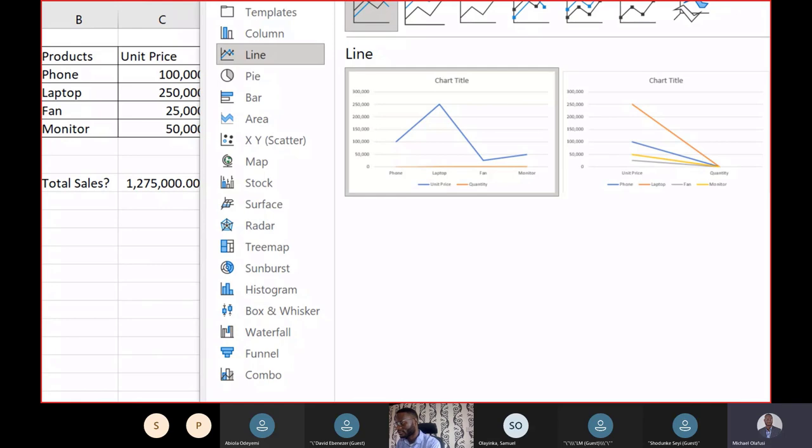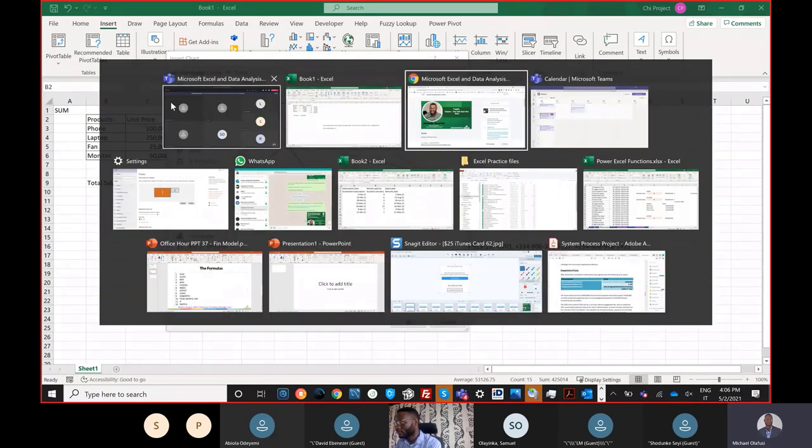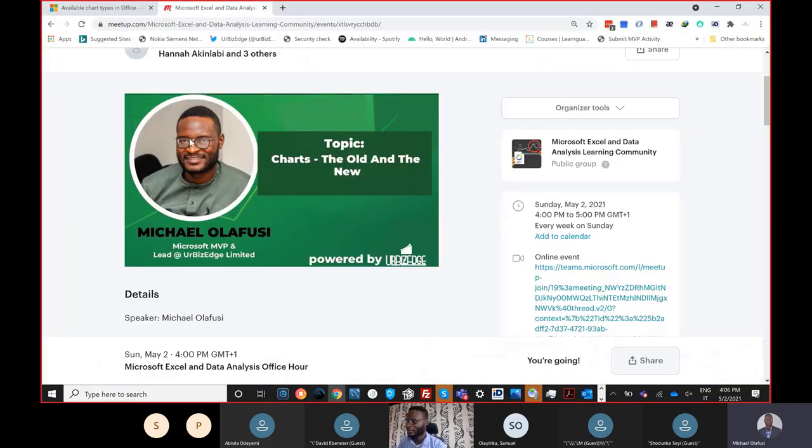So let me redo what I was doing. First of all, in case anyone is lost as to the background of what I was asking: today's topic is on charts, the old and the new. The old are the charts that everyone has in their Excel, as long as you are not using an Excel that only runs on Windows 95. Pretty much everybody's Excel will have the old. Then there is the new. These are the charts that are only in Excel 2016 and more recent versions.